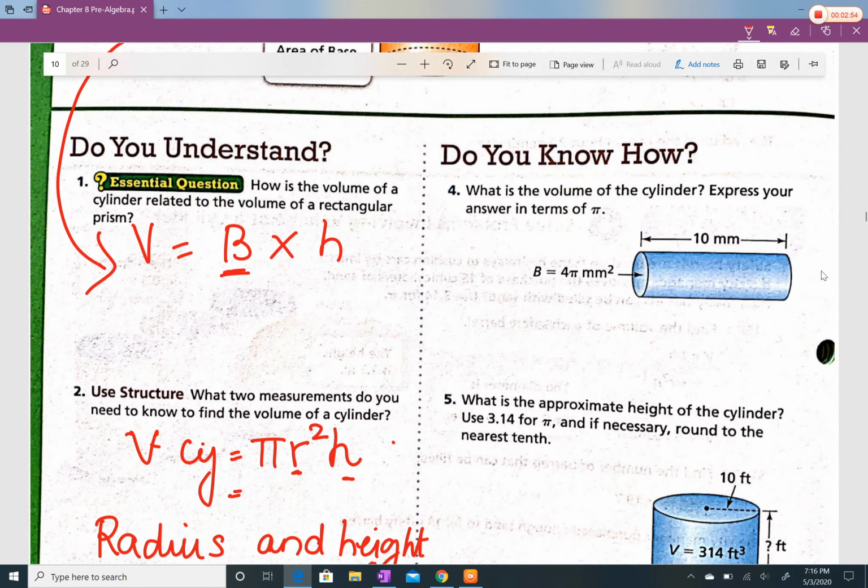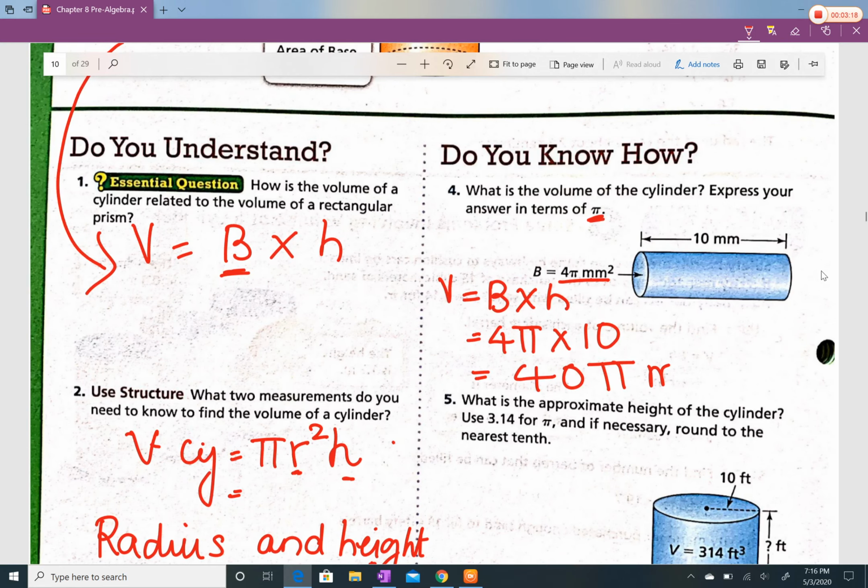Now, what is the volume of a cylinder? Express your answer in pi. Volume of a cylinder means V equals base times height. They've already given us B. So B is 4 pi times height is 10. Okay, write the answer in terms of pi. So I don't have to convert the pi into any number. So 4 times 10 is 40 pi. Millimeter square and millimeter will give me millimeter cubic.